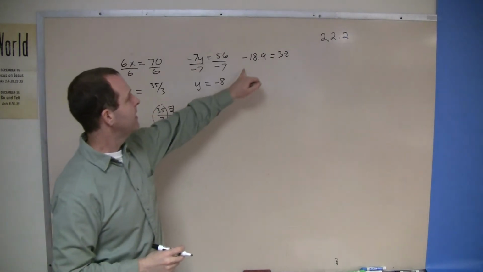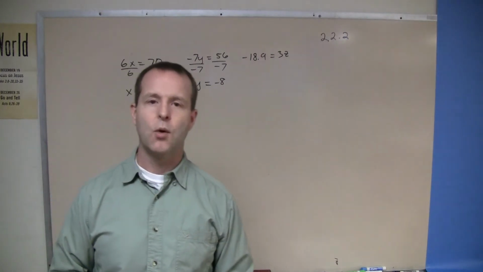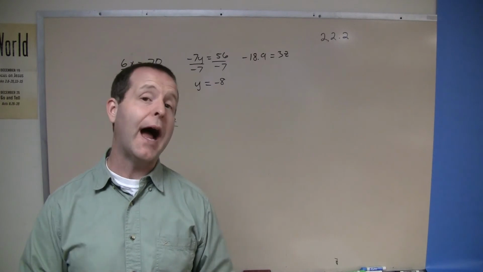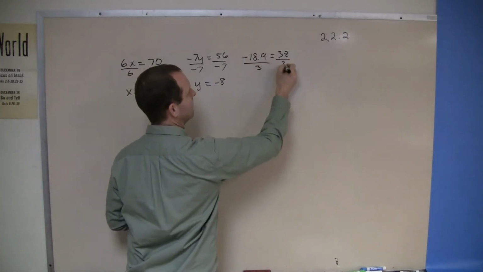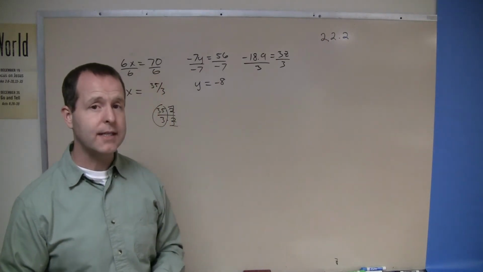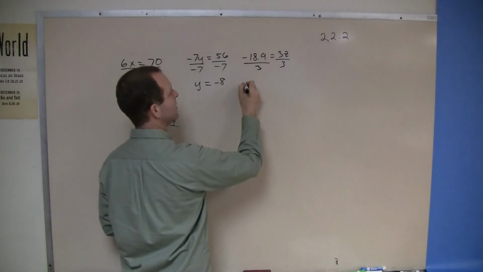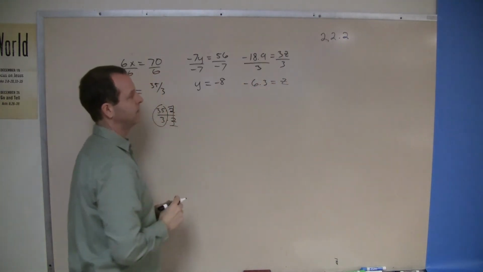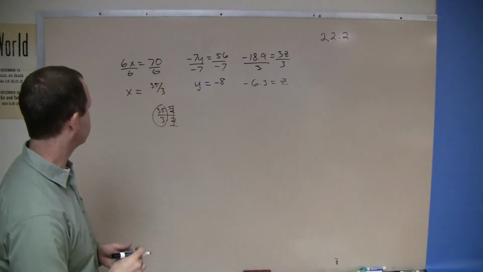And then lastly, -18.9 equals 3z. Well, to undo a multiplication of a 3 to the z, let's divide it by a 3. And again, whatever I do to one side, as long as I do it to the other side. So this becomes a -6.3 equals a z. And so there's an application of using this particular property.